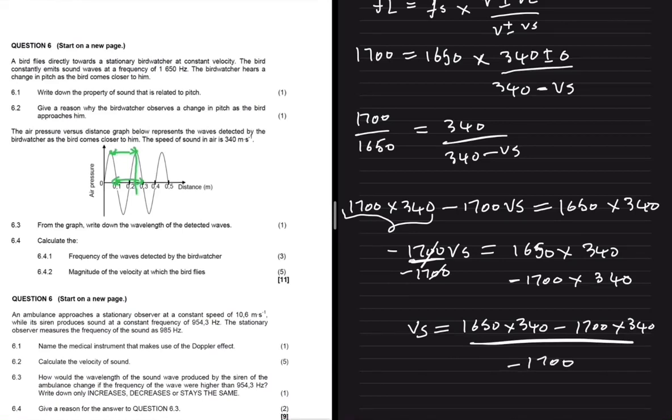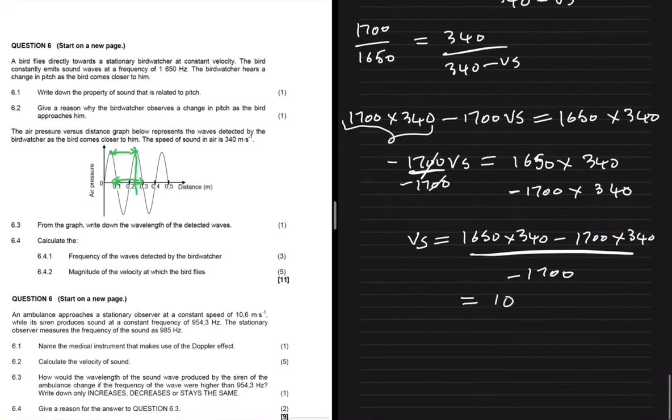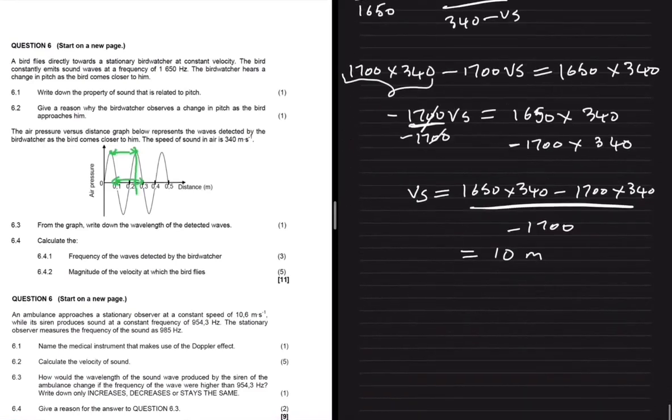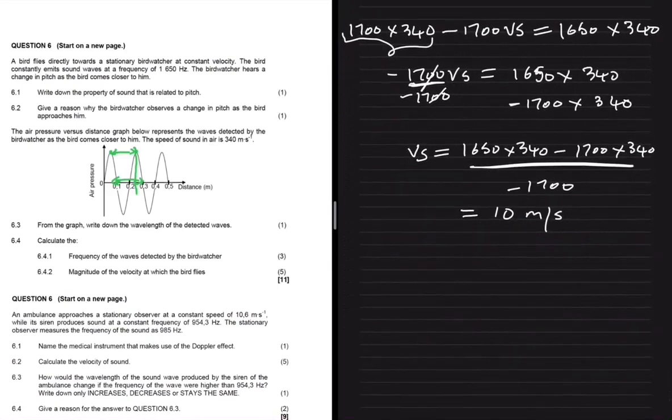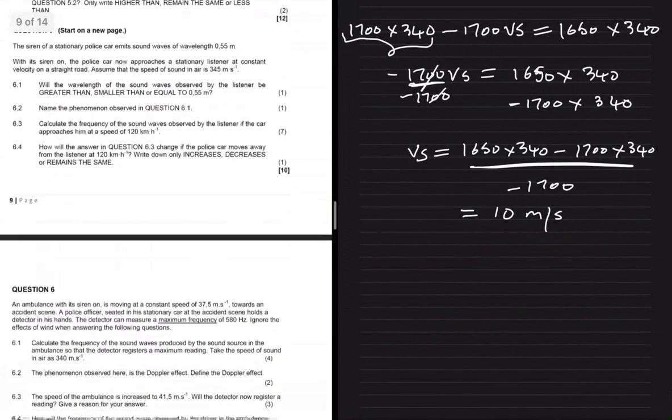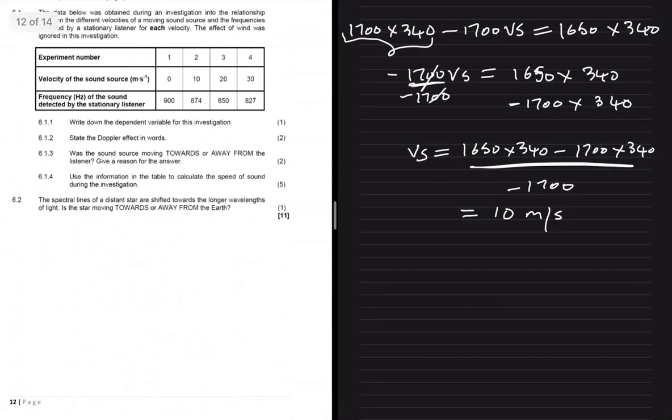I'm just going to plug that into the calculator. 1650 multiplied by 340 minus 1700 multiplied by 340, everything divided by minus 1700. And that gives me 10 meters per second. It seems too good of an answer, but I can't notice anything I did wrong, so I'm assuming it's right. Let me scroll down and look for a question that has a graph in it so that we can do a question that's a bit different.